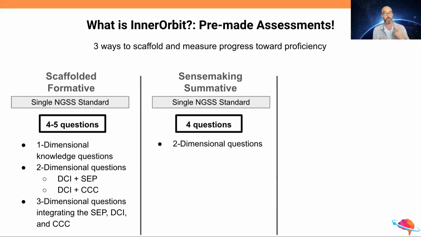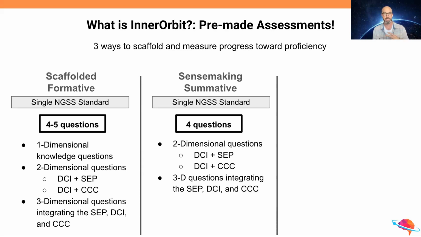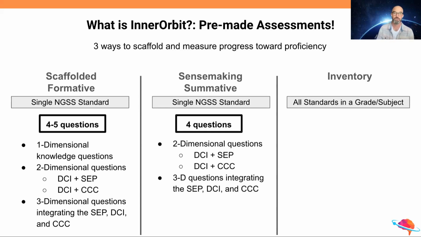So these will ask only two-dimensional questions, hitting the DCI and SEP or that cross-cutting concept, and then three-dimensional questions. So the formative has a full scaffold. The summative has just the end of the scaffold, so the top portion of that. And these are 2 ways you can go on the site. You can search for a standard and then pull one of these assessments and just use it. Really, really easy.